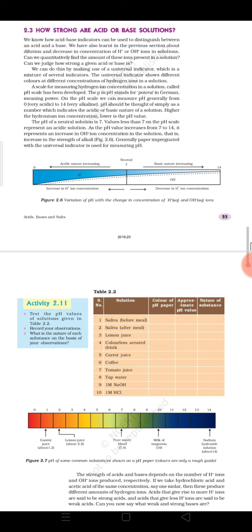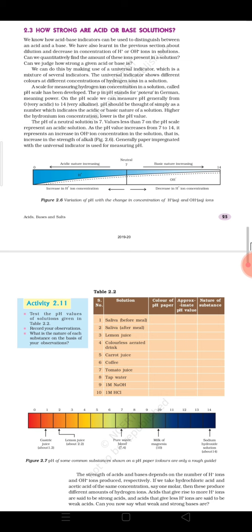We have also learned in the previous section about dilution and decrease in concentration of hydrogen or hydroxide ions in solution. Yesterday we also discussed one question based on this topic: what happens when we are diluting any acid. When we are diluting any acid, we are putting more and more water, basically increasing the volume of water. So that is why the concentration of hydrogen ion or hydronium ion decreases per unit volume. The same happens for a base.